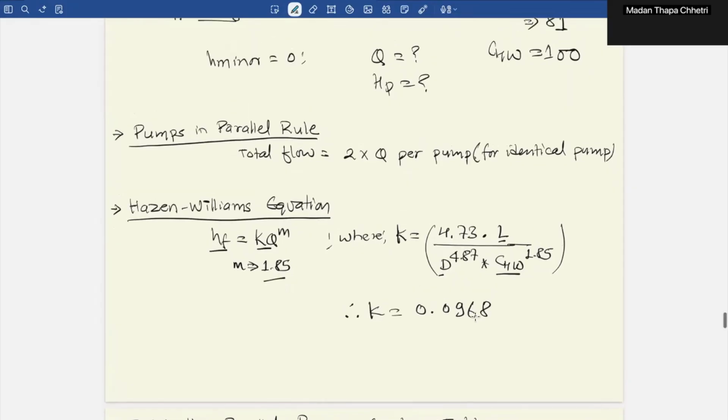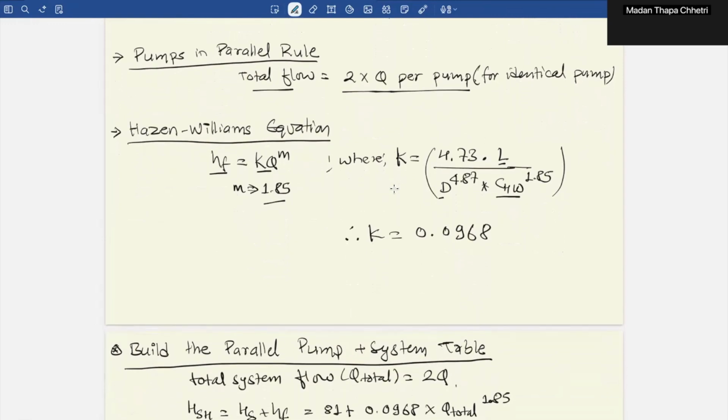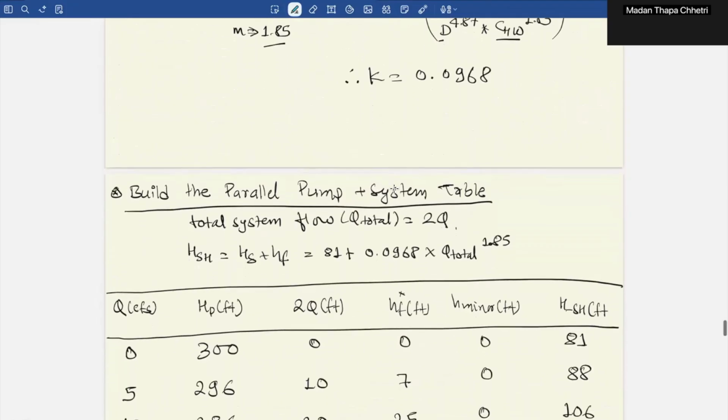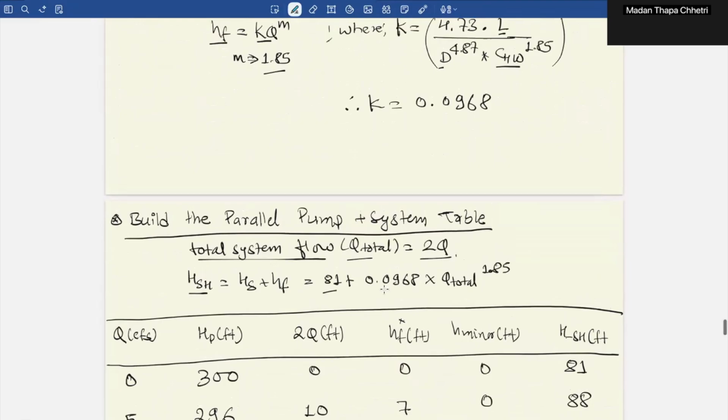So before we move down, like I already mentioned, the pumps in parallel rule is that total flow is equal to 2 times Q per pump. It's for identical pumps. So let us build the parallel pump plus system table. Total system flow Q total will be 2Q, and system head will be equal to static head plus HF. That gives us static head 81 plus K times Q total to the 1.85 power.